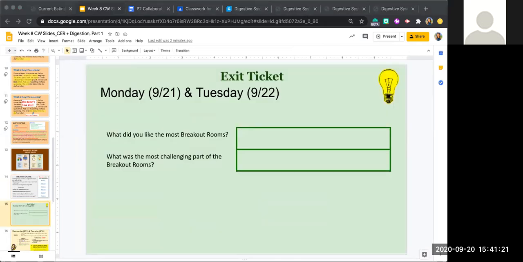And when you're finished with all of that, you will have an exit ticket, and this just goes over, what do you like most about breakout rooms and what was the most challenging part. And that's it for today.